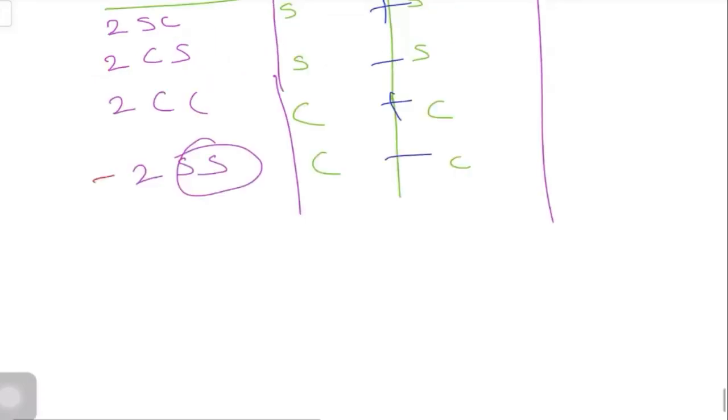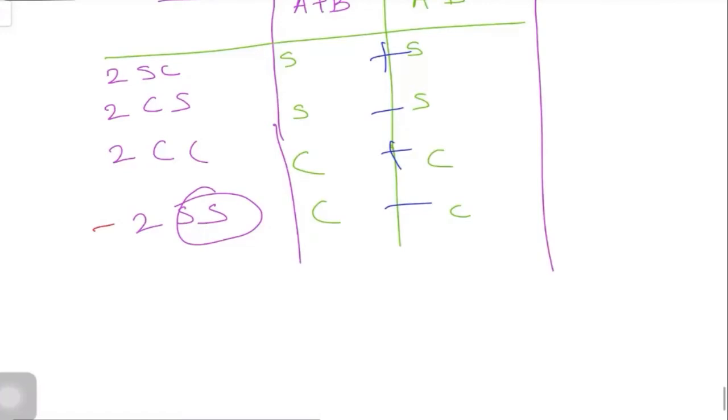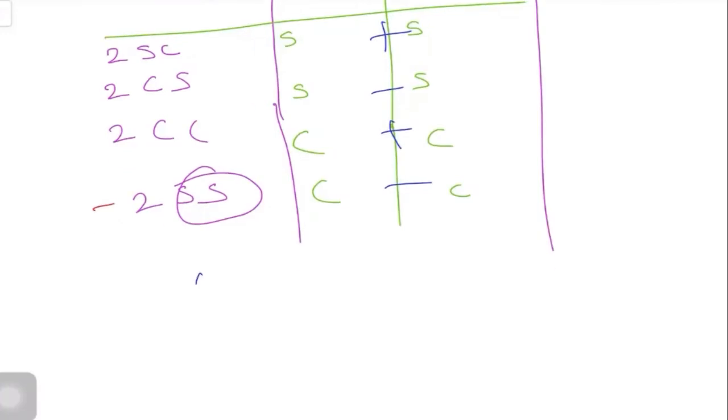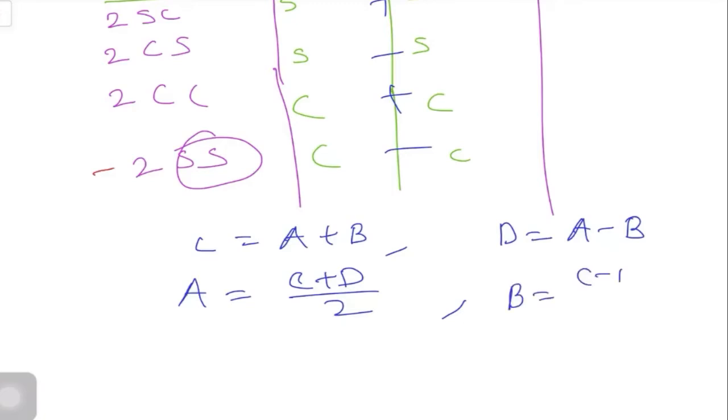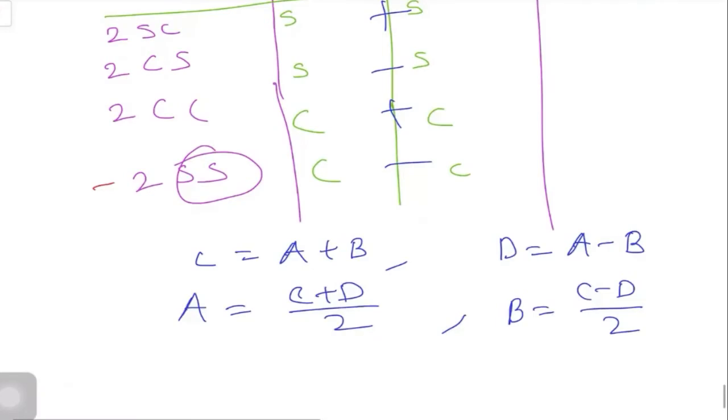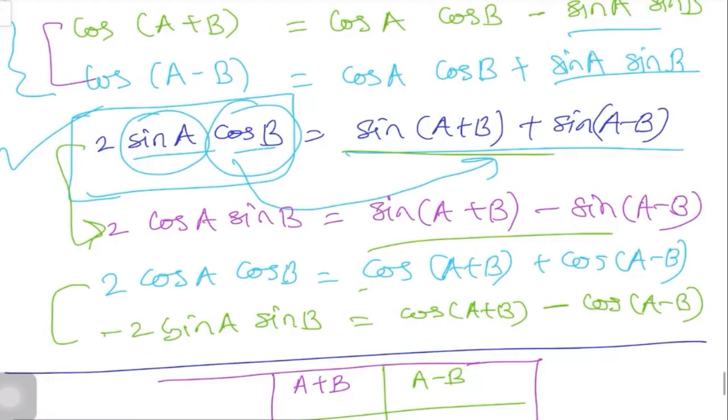After that, again we can think of this. C is nothing but A plus B, and D is nothing but A minus B. So one can get the value of A from this. What is the value of A? (C plus D) by 2, right? And what is the value of B from this? (C minus D) by 2. And now you can put these values in these formulas.